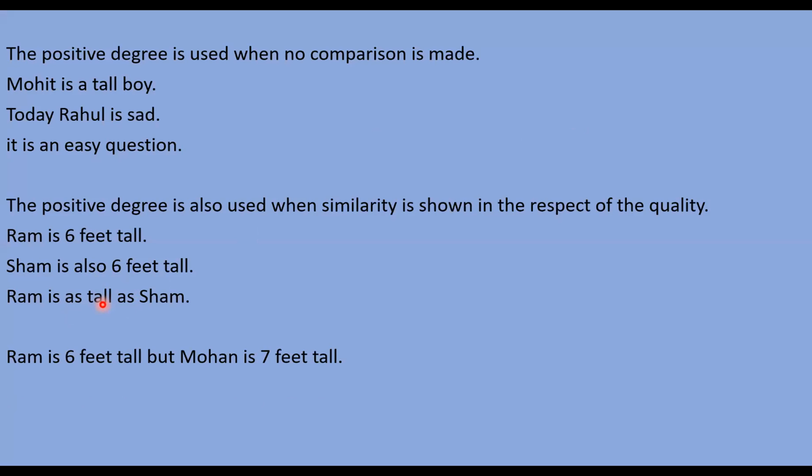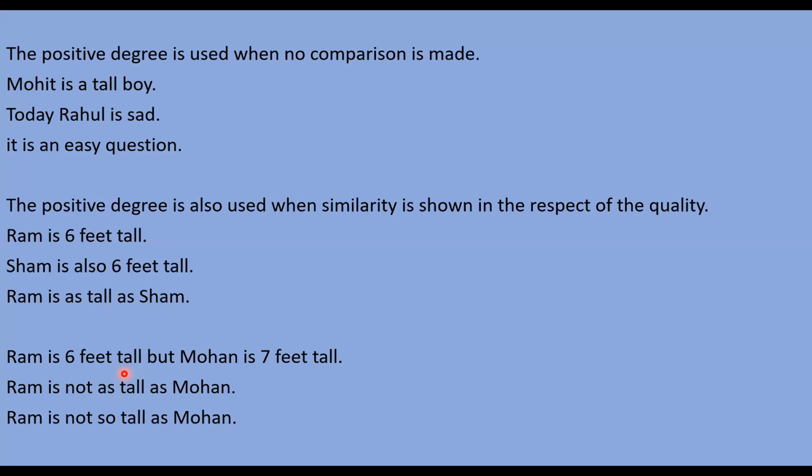Suppose that Ram is 6 feet tall, but Mohan is 7 feet tall. You need to imagine this situation. Now for showing the dissimilarity, with a negative sentence, we can say this point in this way: Ram is not as tall as Mohan. So in this way we can show dissimilarity in a negative sentence. Again remember, between as and as you need to write positive degree, not comparative or superlative.